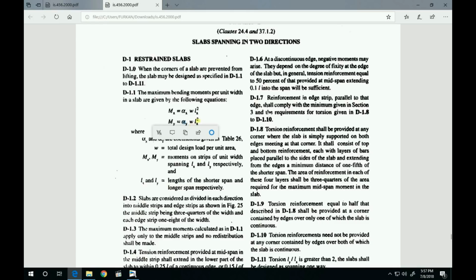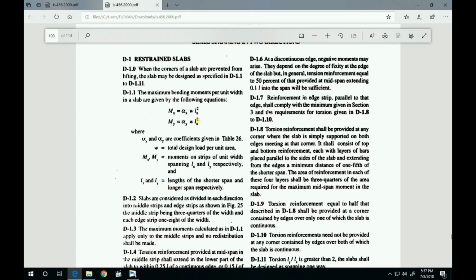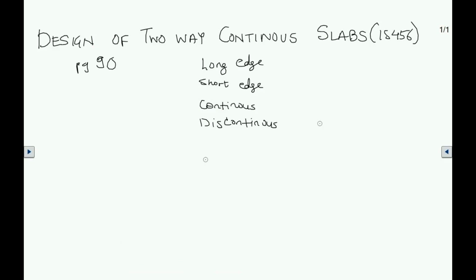Before that, you have to keep four things in mind: long edge, short edge, continuous and discontinuous. Now I'll show you why. Suppose this is a slab, a two-way slab. Let's assume this is Lx and this is Ly. In this, the short edge will be Lx and the long edge will be Ly.